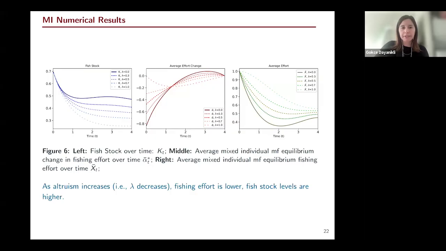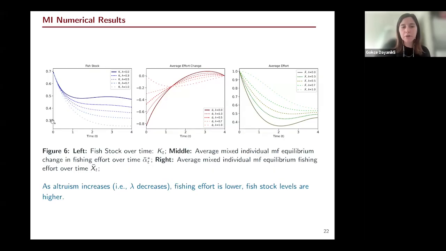As the altruism increases, this means that the lambda is going to decrease. So our color is getting darker and our lines are getting more solid. The fishing stock is going to be lower. This is kind of what we expect, right? When we say that there's some altruism, we would expect the fishing stock to be lower. And then we see that fish stock levels are going to be higher.